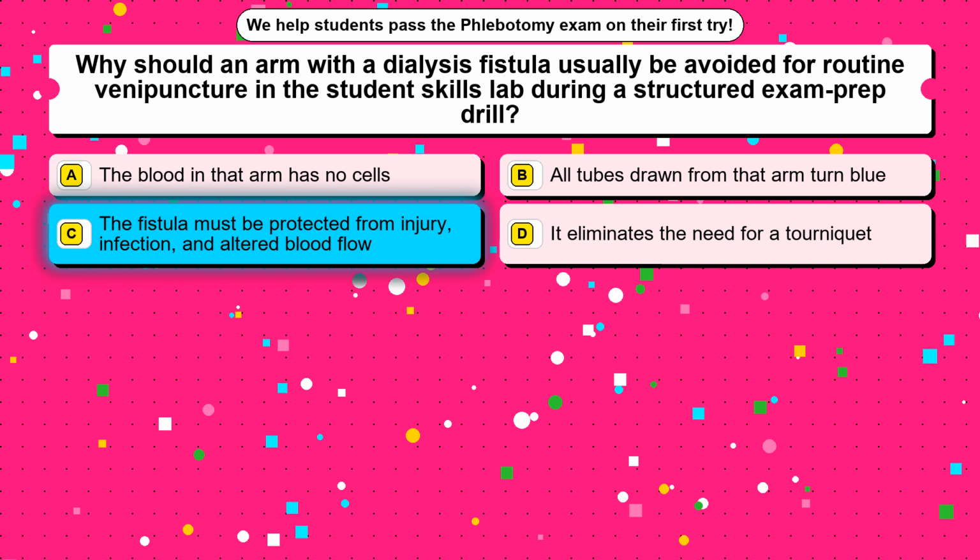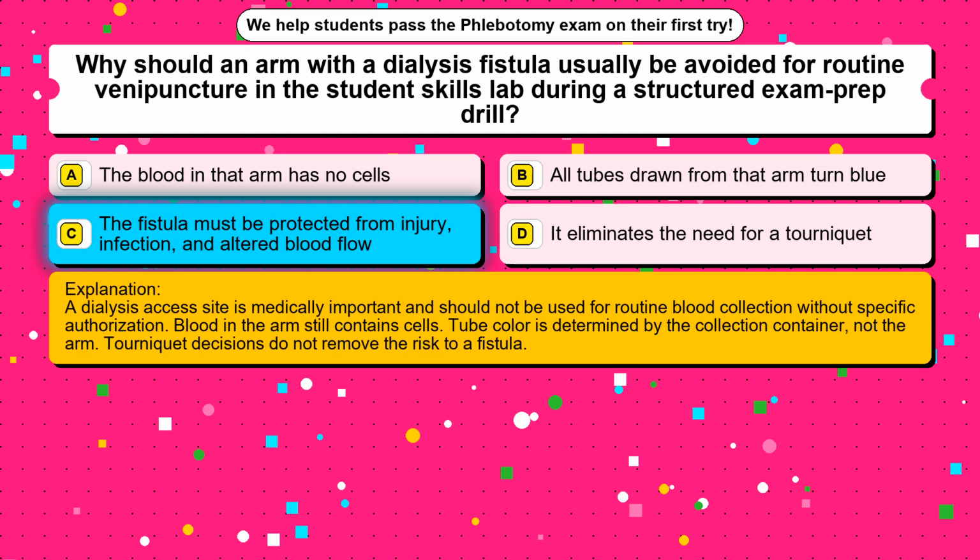The correct answer is option C. The fistula must be protected from injury, infection, and altered blood flow. A dialysis access site is medically important and should not be used for routine blood collection without specific authorization. Blood in the arm still contains cells. Tube color is determined by the collection container, not the arm. Tourniquet decisions do not remove the risk to a fistula.